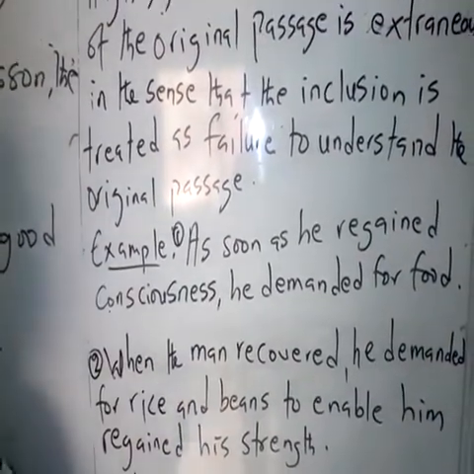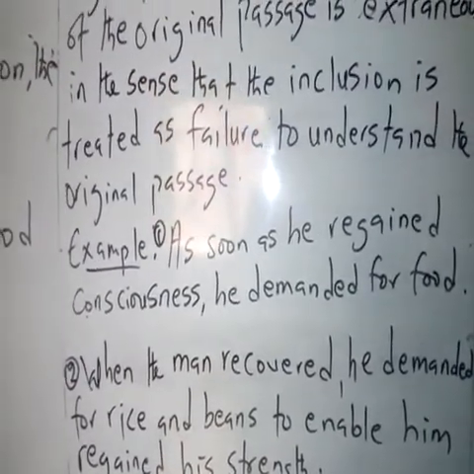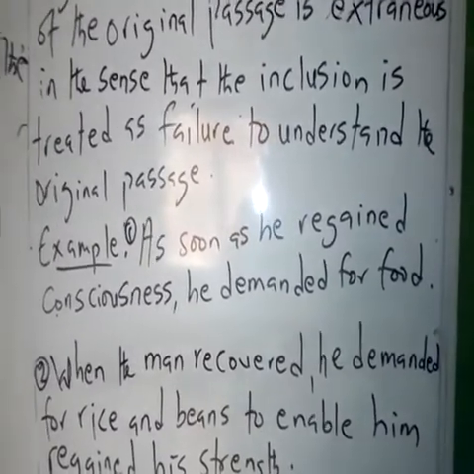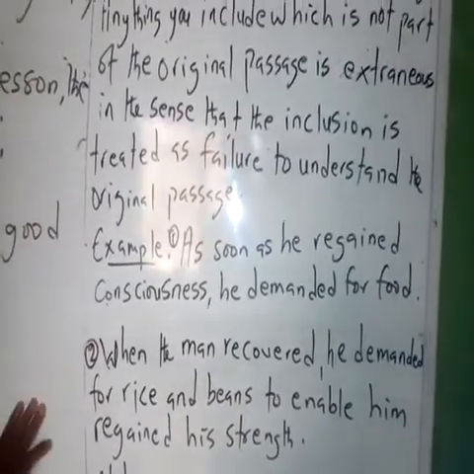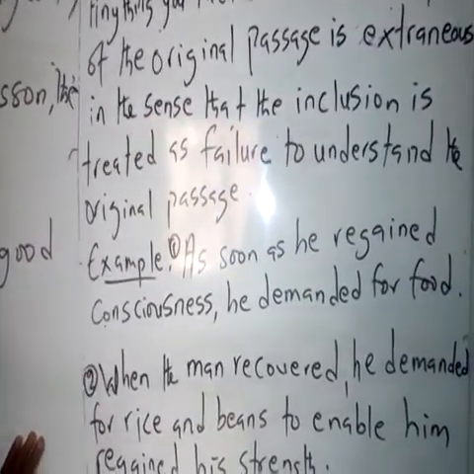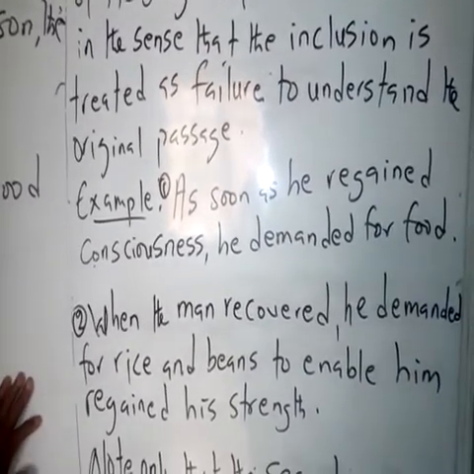The inclusion is treated as a failure to understand the original passage. Meaning if you write out of point, or outside the information given in the passage, it means that you're unable to understand the passage. That is what we mean by failure to understand: your inability to grab the main point, the theme or the central knowledge of the passage.